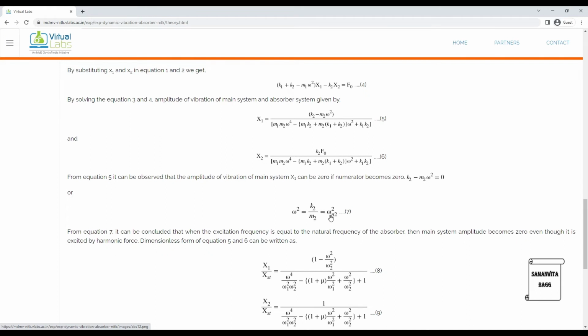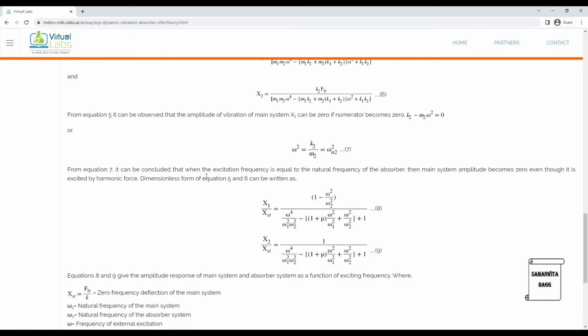So we are equating this term to 0 and omega square will become k2 upon m2, which will be equal to omega n2 square, which means we are equating it to the natural frequency of the body. From equation 7, it can be concluded that when the excitation frequency is equal to the natural frequency of the absorber, then main system amplitude becomes 0, which means you are trying to excite your absorber system such that it is reaching a frequency which is the natural frequency of the absorber, and it will in turn absorb the frequency from the main body and make that frequency of the main body 0. So this is the logic of the dynamic vibration absorber, even though it is excited by the harmonic force.